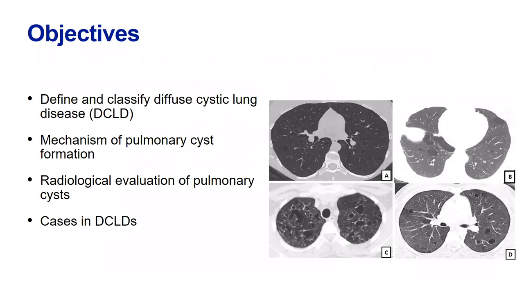So our objectives today: we're going to define and classify diffuse cystic lung disease. We're going to talk about the mechanism of pulmonary cyst formation. We're going to talk about radiological evaluation of pulmonary cysts, and then we're going to go through a very case-based presentation of some differentials in diffuse cystic lung disease.